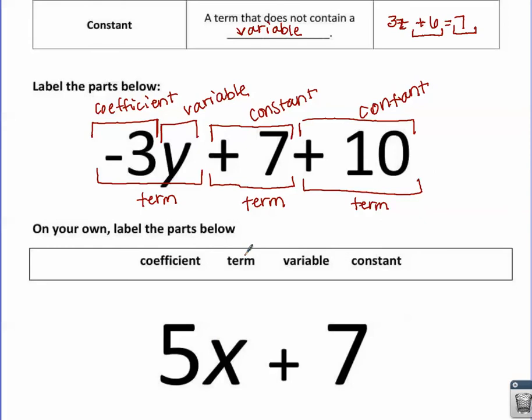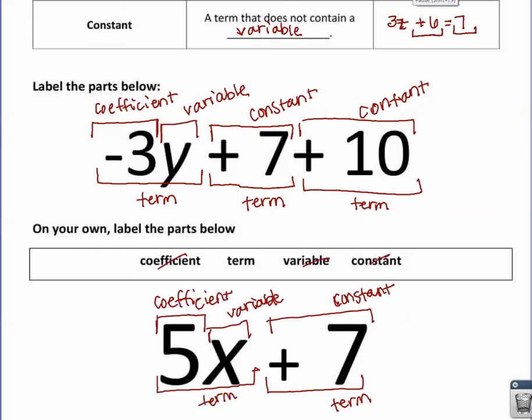On your own, label the parts below. Check your answers. If you have any questions, ask your teacher. Turn to the next page and we're going to practice solving equations.